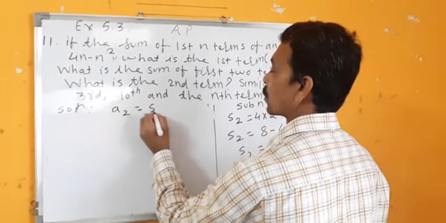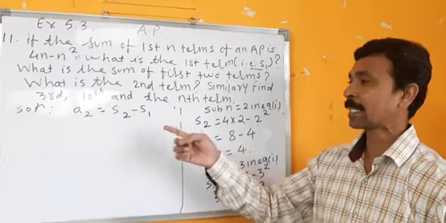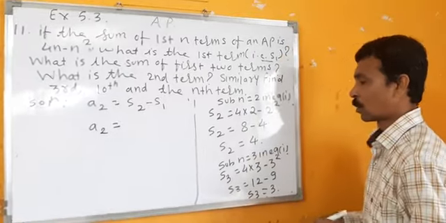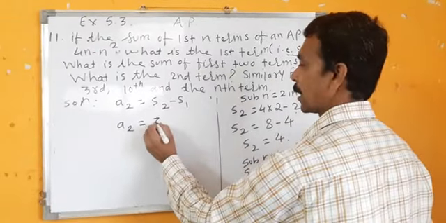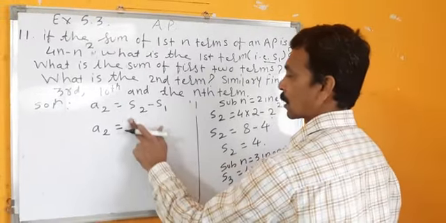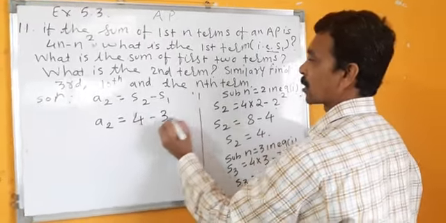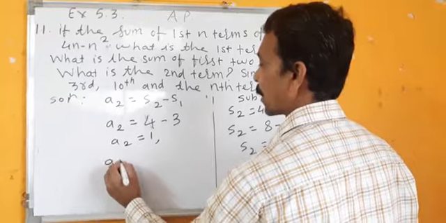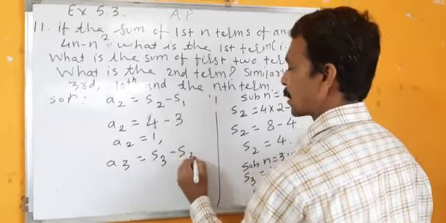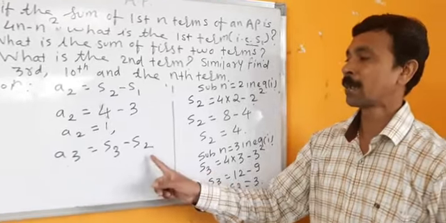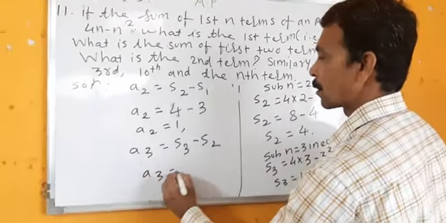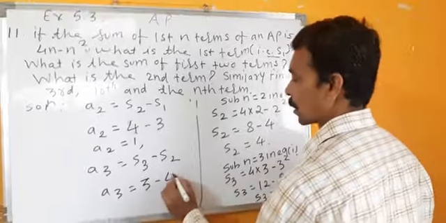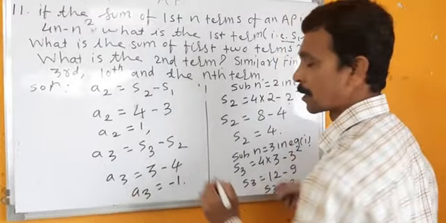A2 is equal to S2 minus S1. What was S2? Sorry, it is 4. 4 minus S1, how much is S1? 3. So A2 will be 1. Now A3 is equal to S3 minus S2. S3 is how much? 3. Minus S2, how much is S2? 4. So A3 is equal to minus 1.